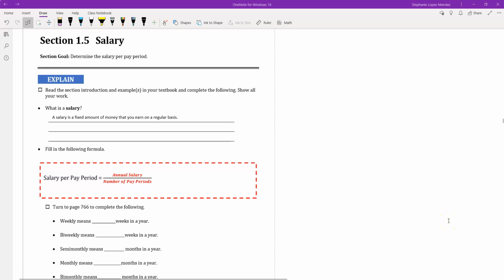This is section 1.5, salary. So what is a salary? A salary is a fixed amount of money that you earn on a regular basis. So the formula for this section is salary per pay period equals the annual salary divided by the number of pay periods.